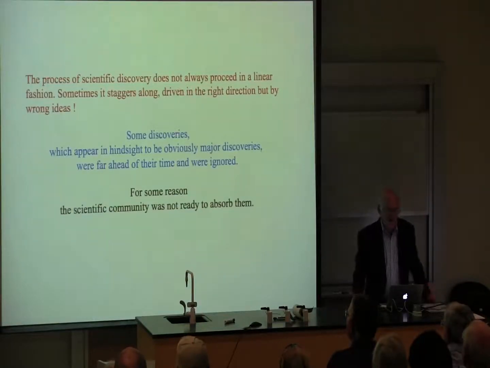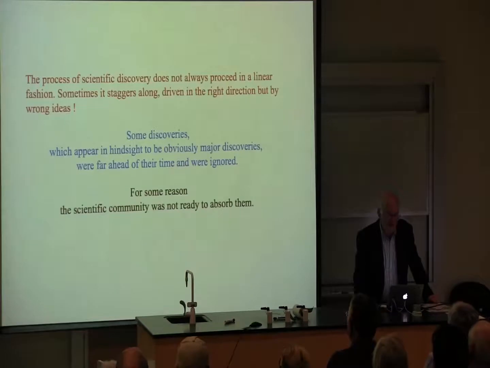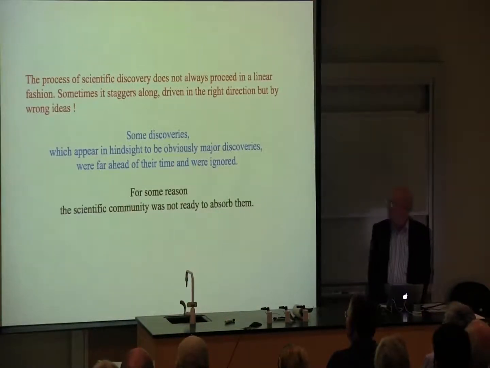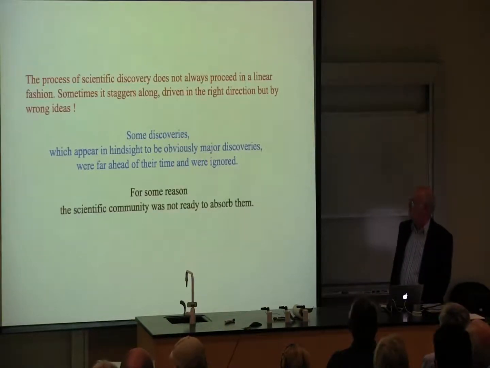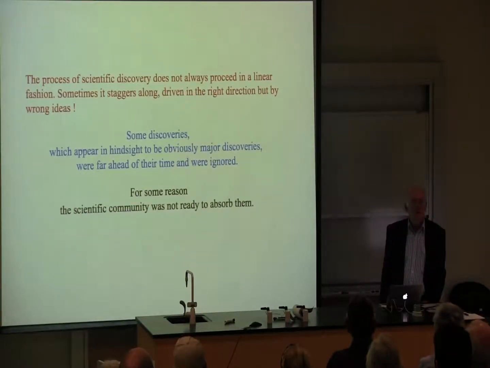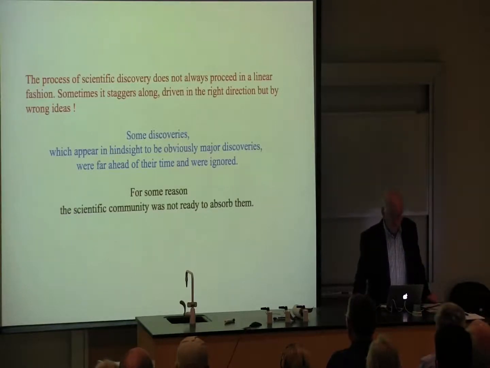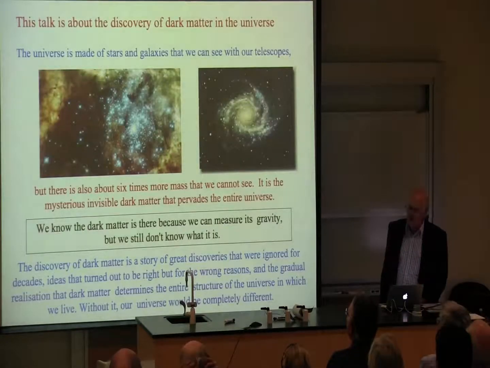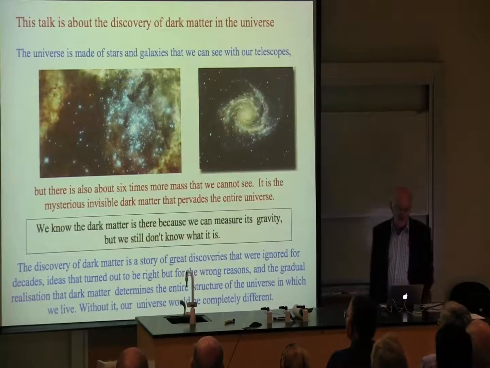The process of scientific discovery doesn't always go in a straight line. Sometimes it staggers along, sometimes going in the right direction, but for the wrong reasons. And some of these discoveries that people make, which we look back at and see that these were really major discoveries, were far ahead of their time and they were ignored. For some reason the scientific community wasn't able or not ready to absorb these new ideas. And I've been fascinated by why this happens. I just wanted to at least give you my view on this as we go through this story of dark matter. So the talk is about the discovery of dark matter in the universe.